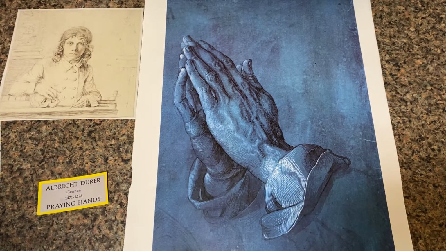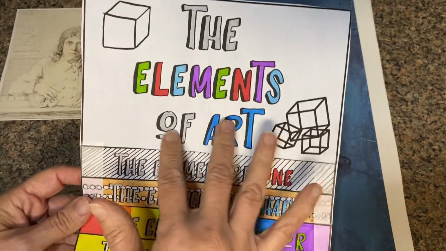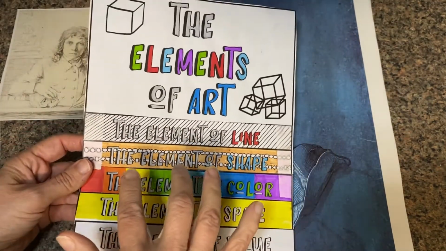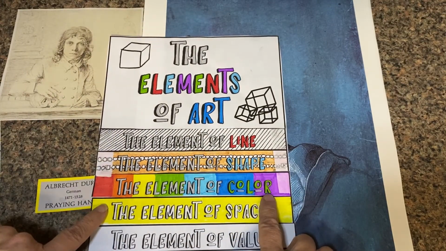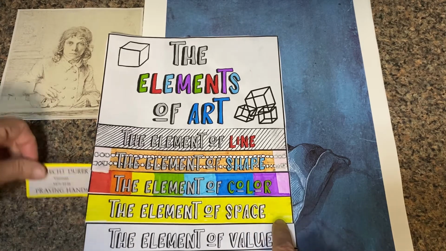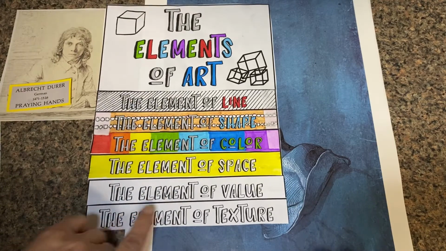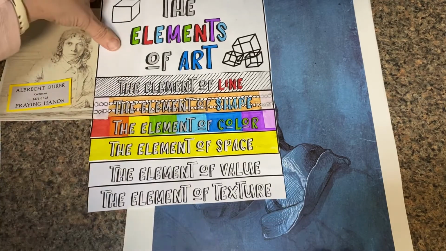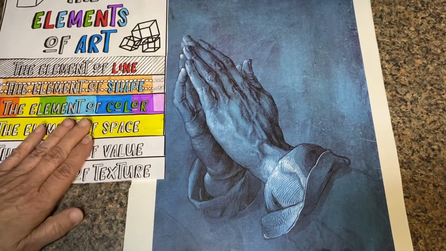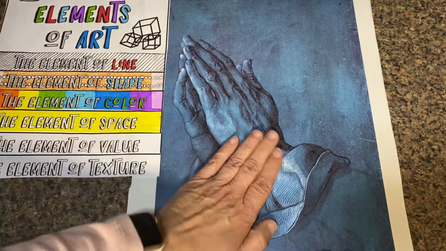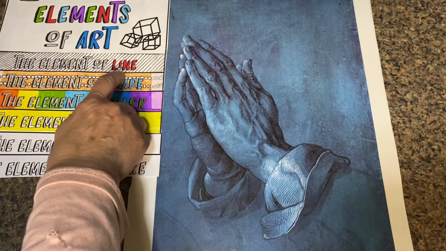Now, as we go through this and look at this particular picture, remember we're studying the elements of art. We've gone through the element of line, the element of shape, the element of color, the element of space, and we're going to be introducing today the element of value and the element of texture. So I'm going to put this chart over here to the side as we're going to go down through these elements of art, and we're going to look at this picture for each and every one. We're going to start with the element of a line.